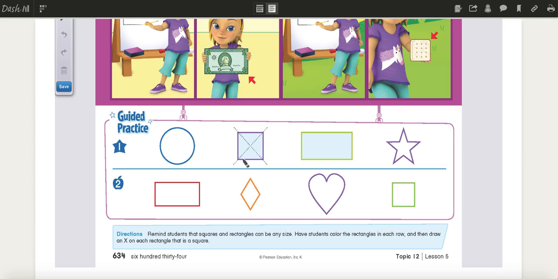Let's look at this. What is that? Yes, it's a square, but it's also a rectangle because if you look, it has 4 sides, 4 corners. These 2 sides right here are the same length, and the top and the bottom are the same length. So we're going to go ahead and color it in. Okay, let's look at this shape. What is that? A rectangle. Yes, so we're going to go ahead and color it in.